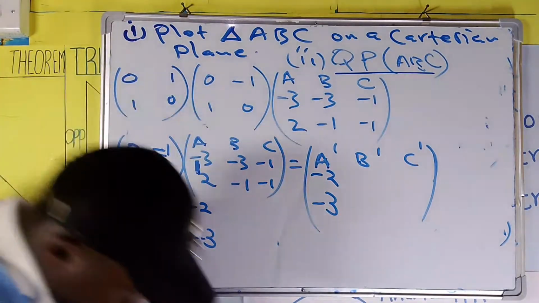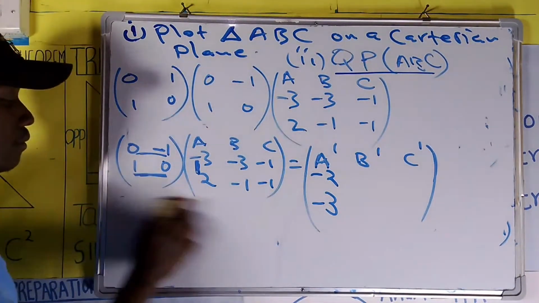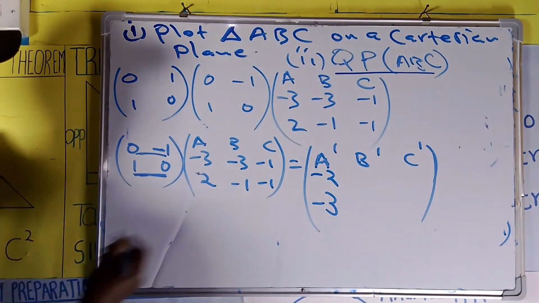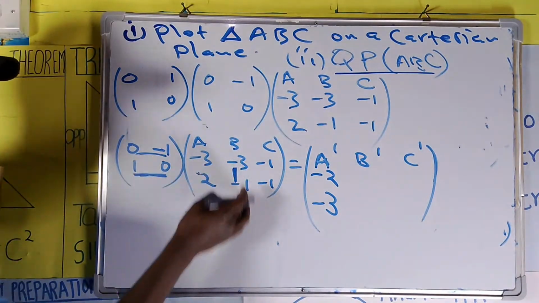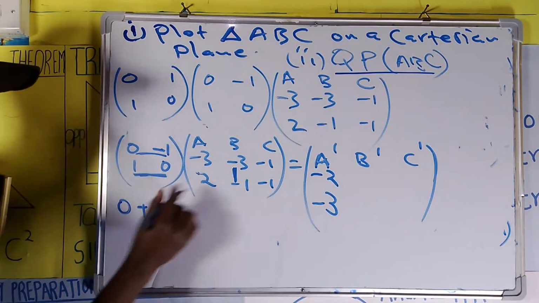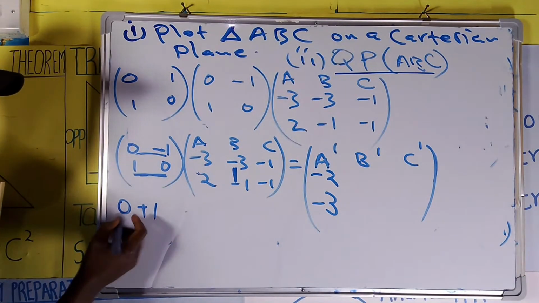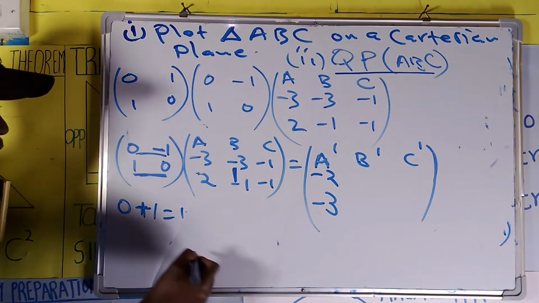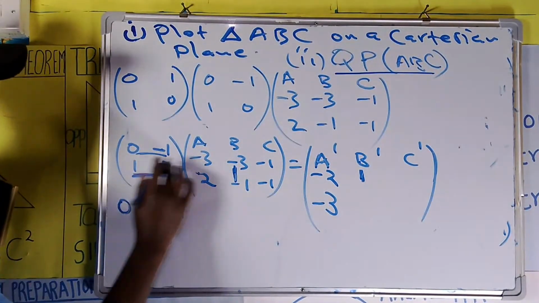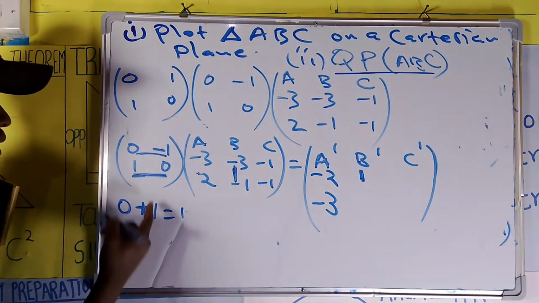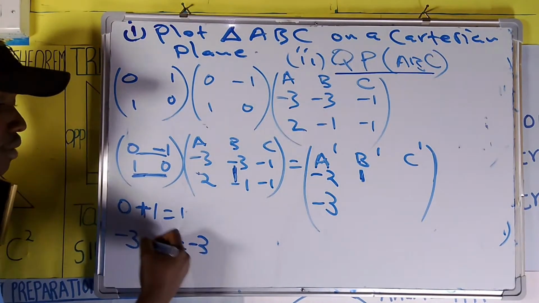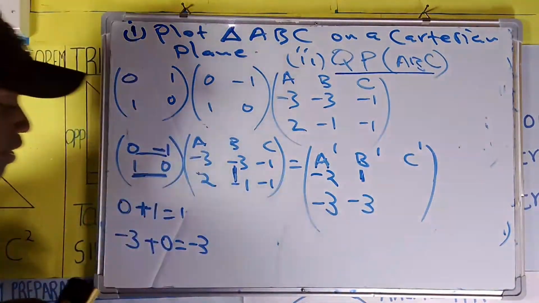After we finish that we go to the second one. The second one we start with the first row and this one. So 0 times negative 3 is 0 plus negative 1 times negative 1 is plus, it will be 1. So it is 0 plus 1 which is equal to 1. Then the second row and this one. 1 times negative 3 is negative 3 plus 0 times negative 1 is 0. So that will be equal to negative 3.